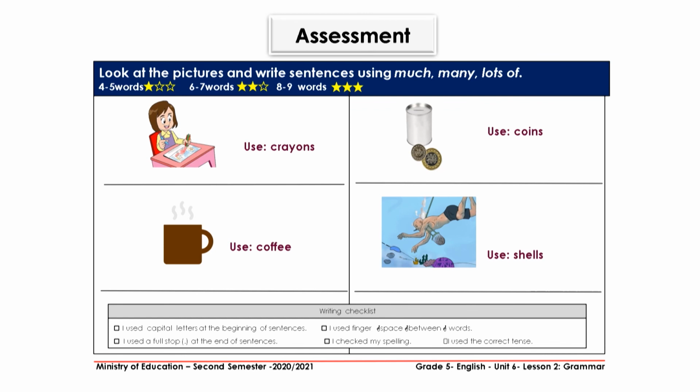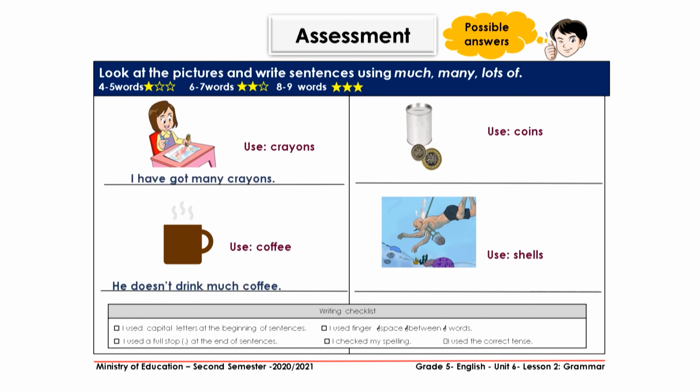Great job! Now, let me show you some examples. I have got many crayons. He doesn't drink much coffee. I haven't got lots of coins. There are many shells underwater.